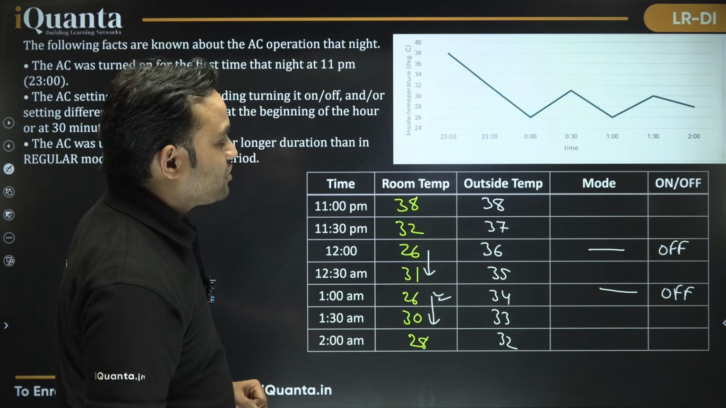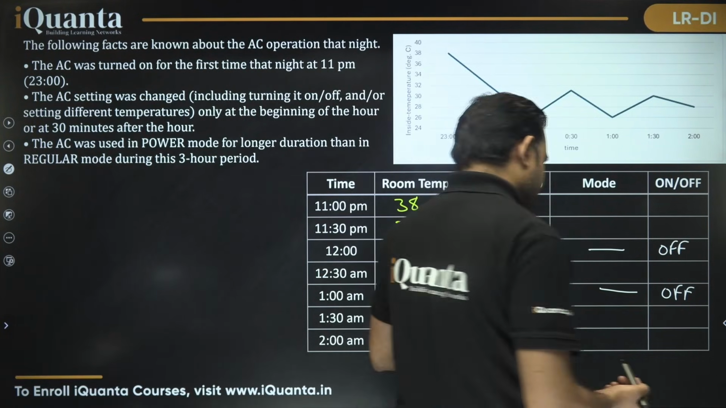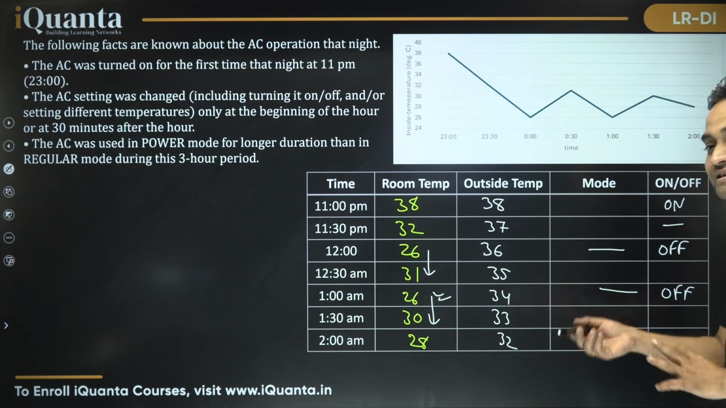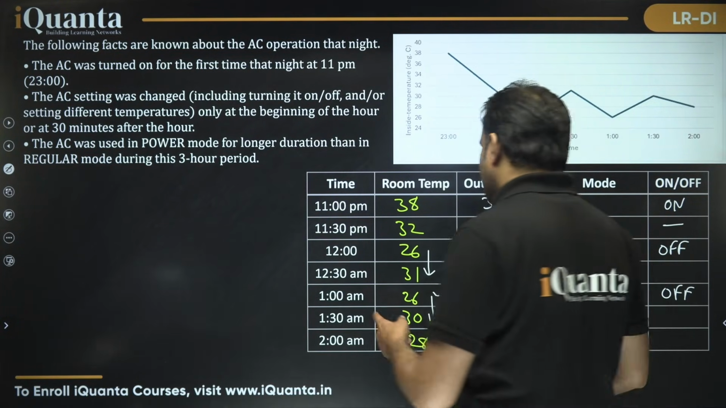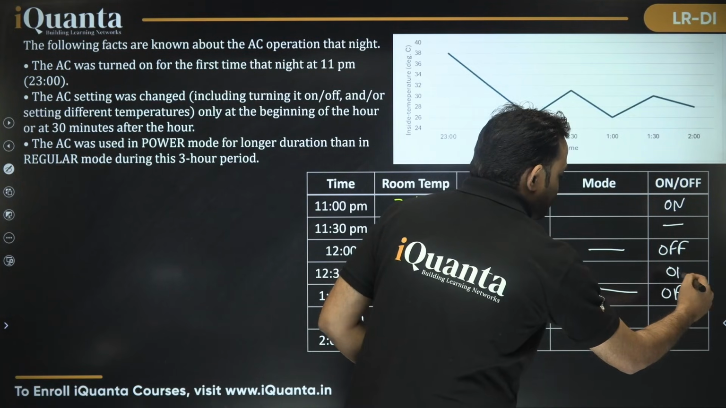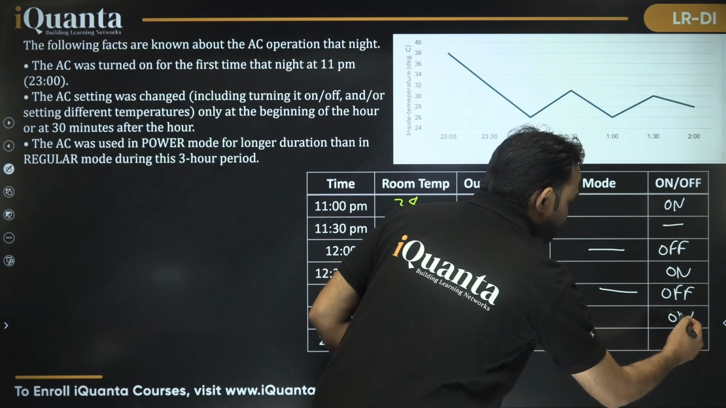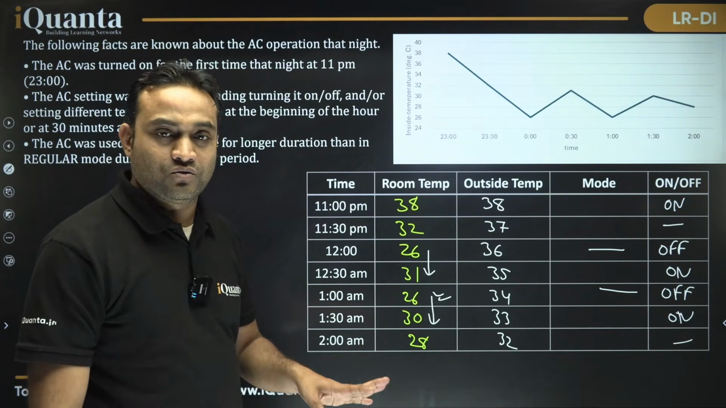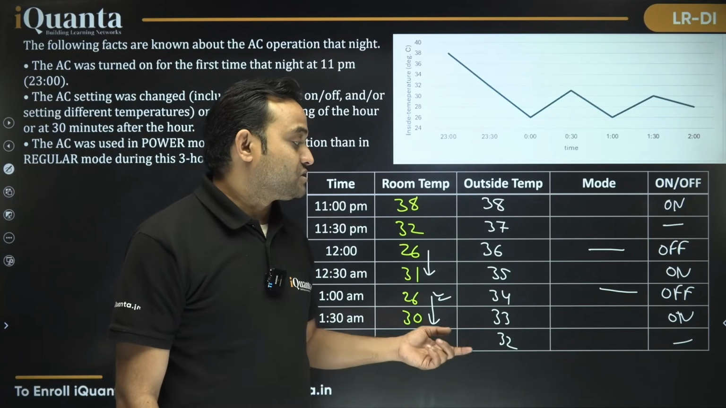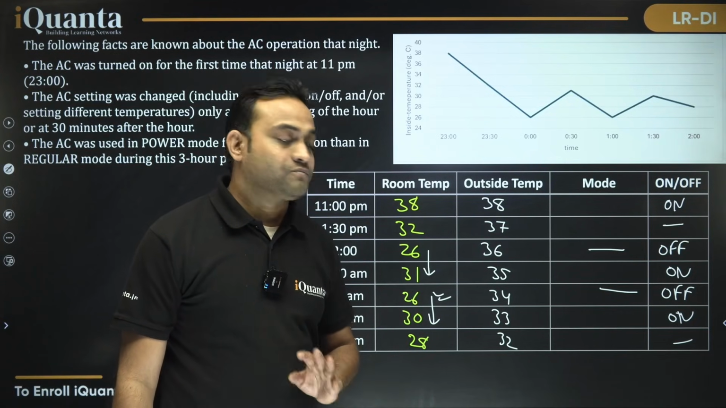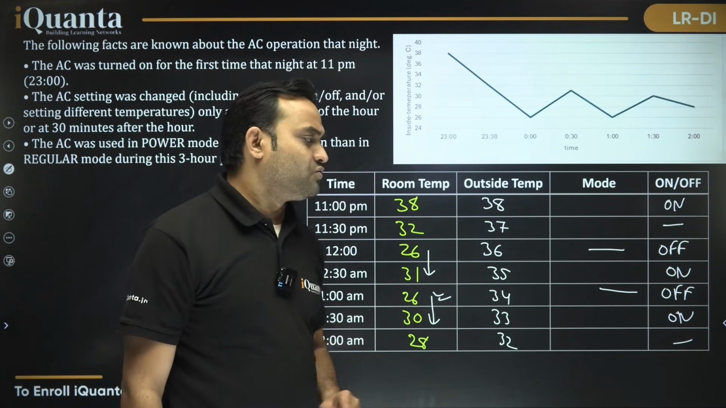Now let's talk about the mode. So what about on? AC was on here. Now in this case, either the mode was changed, or it remained the same. We don't know. At 12:30, it was definitely turned on. At 1:30, it was definitely turned on. We don't know anything about 2 a.m. What happened at 2 a.m.? We don't know. If it was turned on, if it was the same mode, or the mode was changed, or if it was turned off, we don't know anything about 2 a.m. We don't need to worry about that.